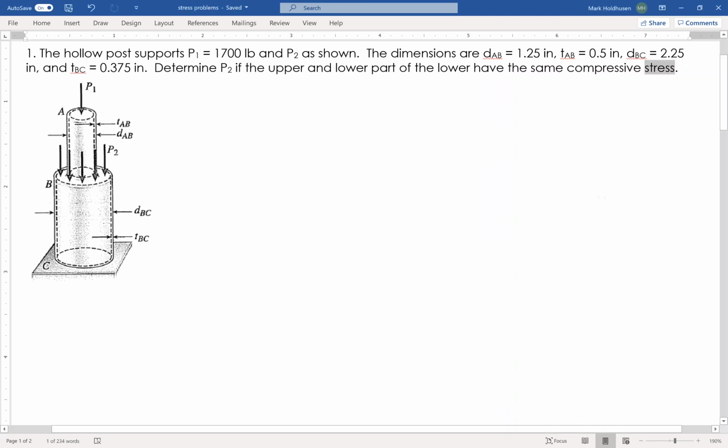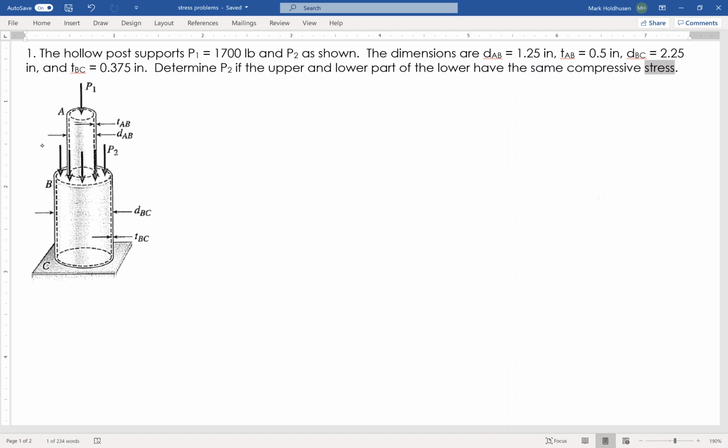Okay, so in this problem, I've got a hollow post, 1,700 pounds up at the top, and then I've got P2 kind of in the middle there. It gives me a bunch of dimensions; we'll talk about those in a second. I want to find the force at P2 so that the upper and lower part have the same stress. So the first thing I need to do is figure out the force going through each section.